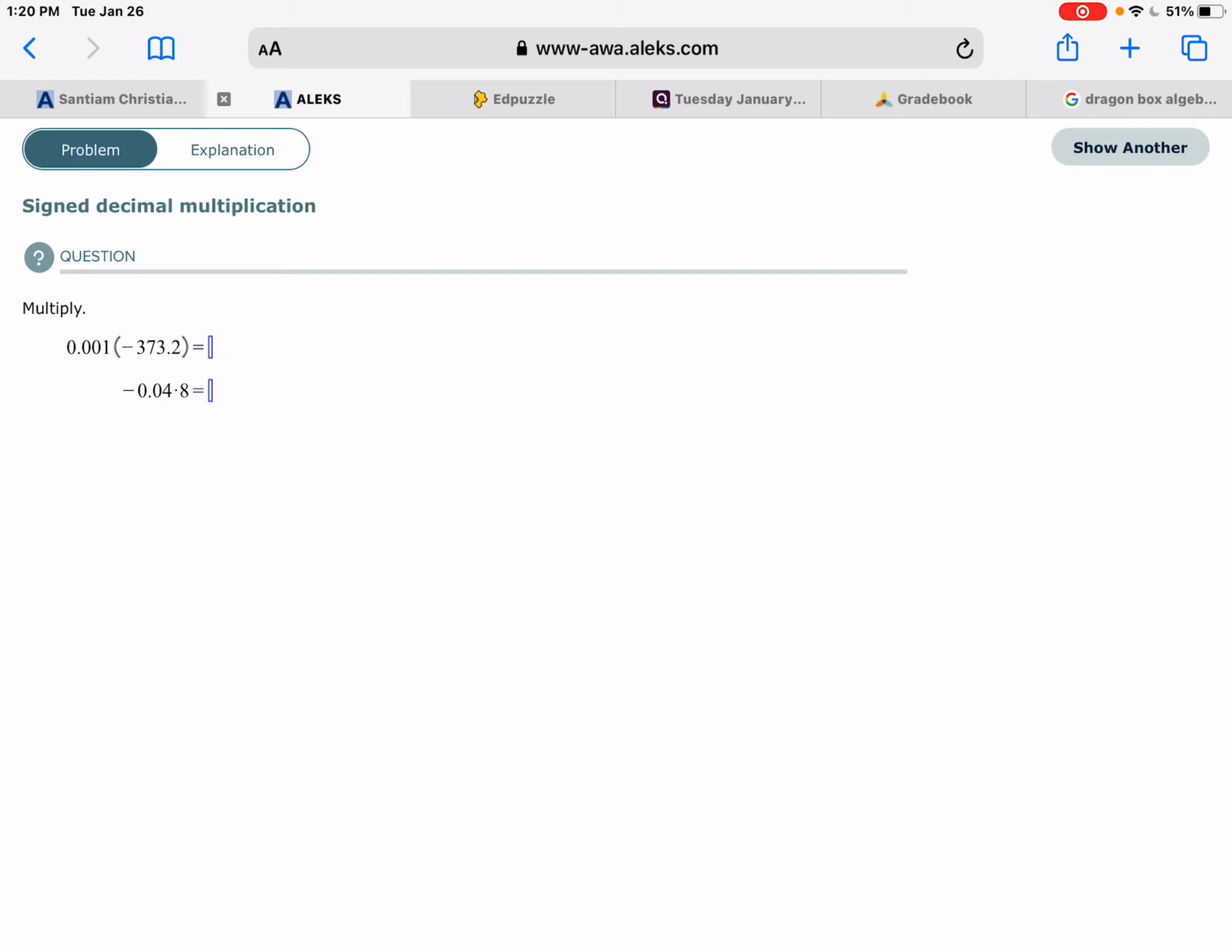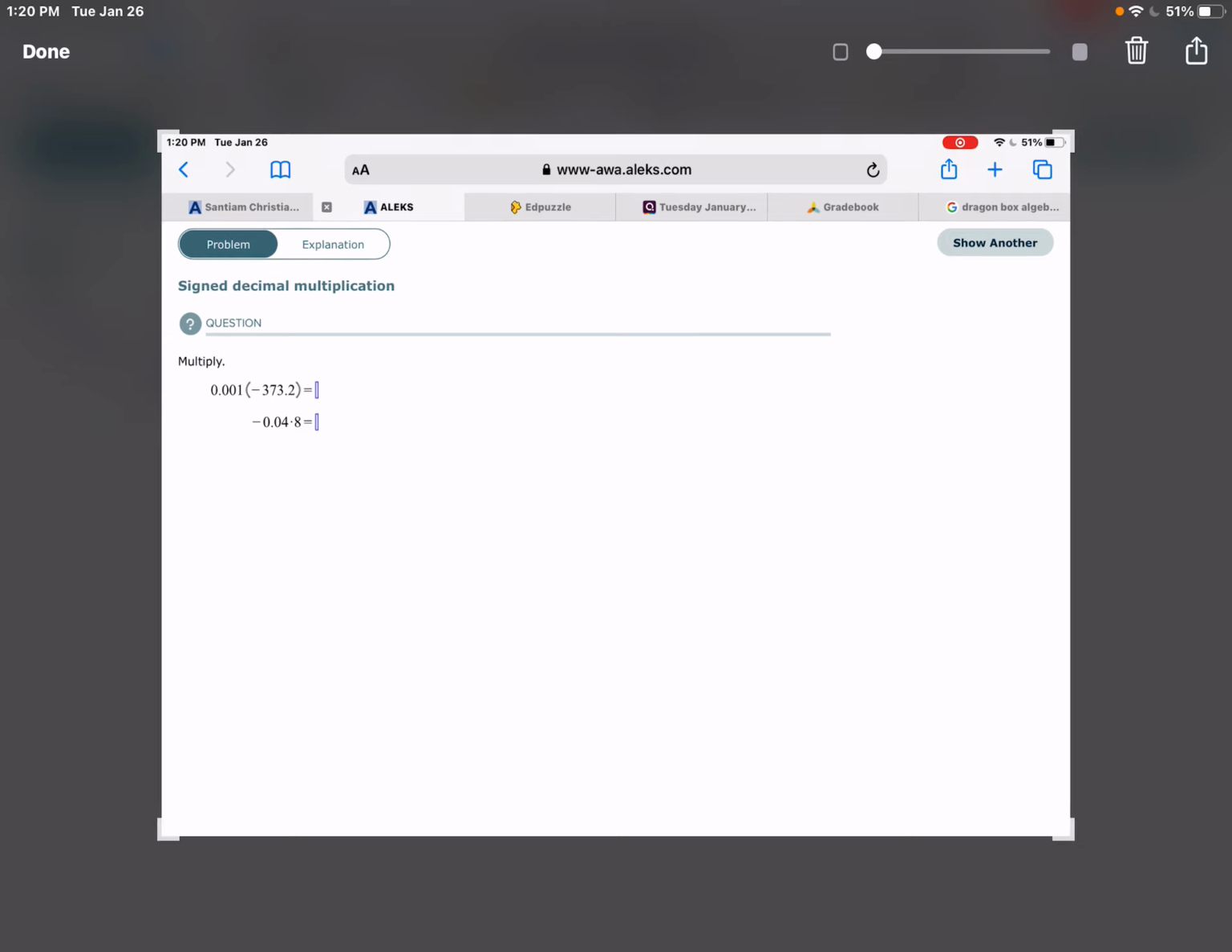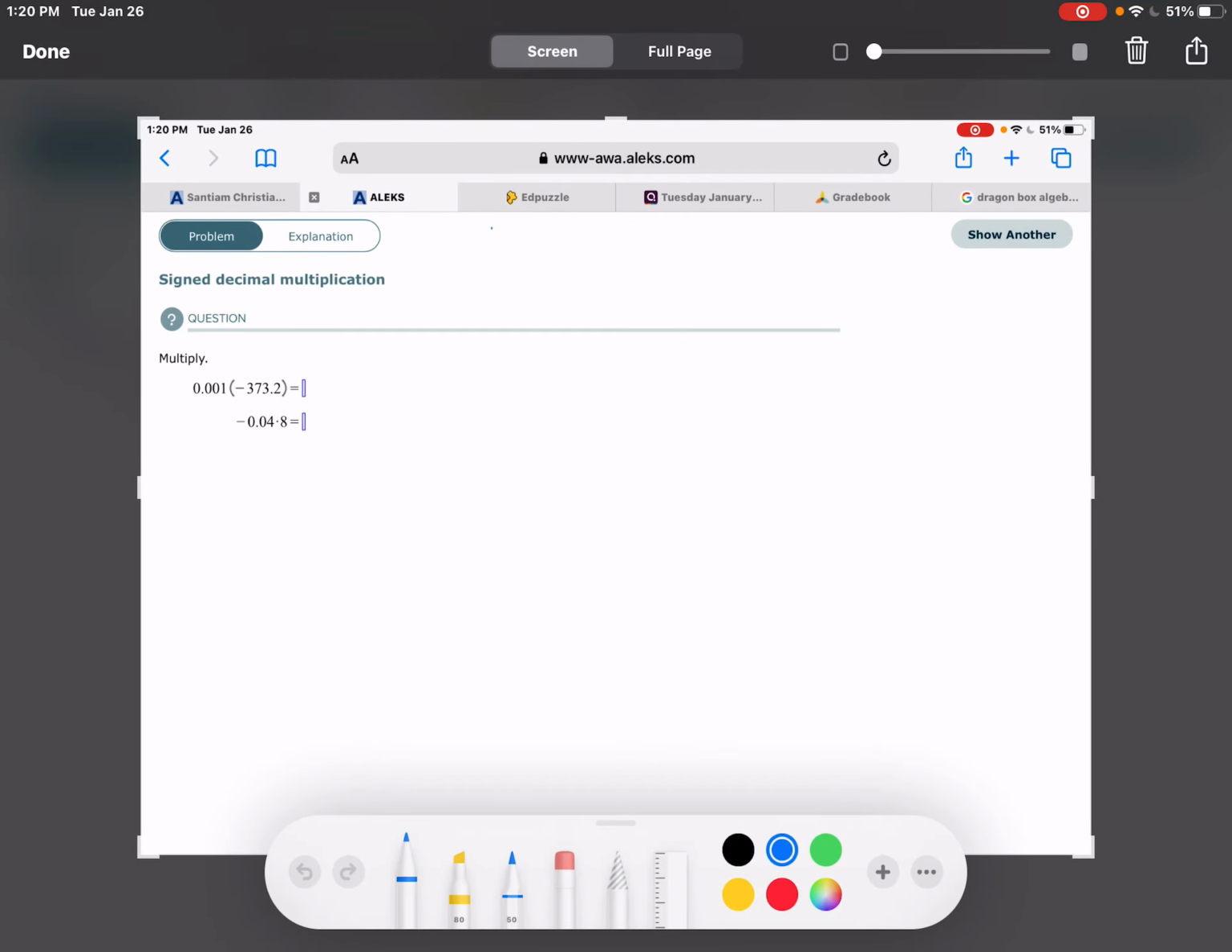Let's talk about signed decimal multiplication. So signed just means we have positives and negatives happening. Separate from the numbers, we need to know that when we multiply, a positive times a positive equals a positive. A negative times a negative equals a positive.